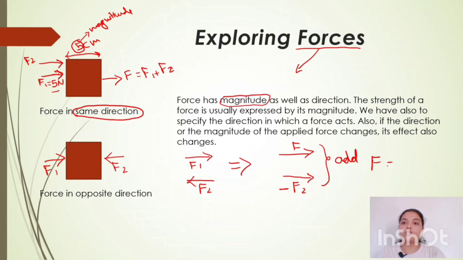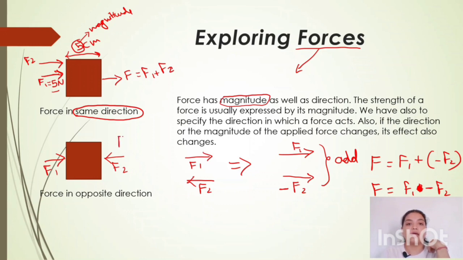Now again I am going to add these two forces. So my total force is going to be F1 plus negative F2. Plus and minus give us minus F2. So the total force on this particular box, on which we have forces with opposite directions, is going to be F1 minus F2.